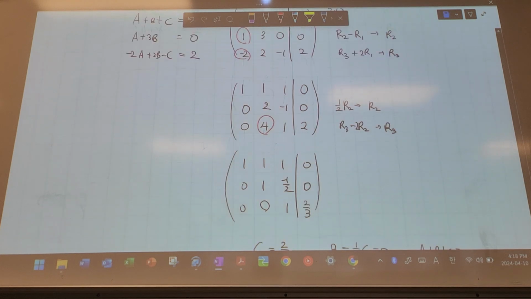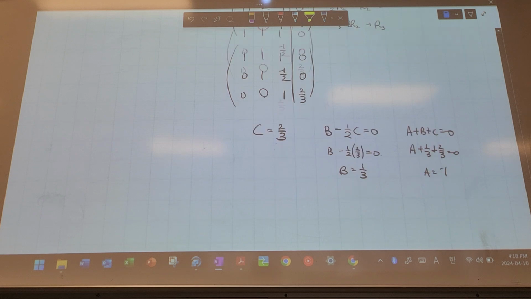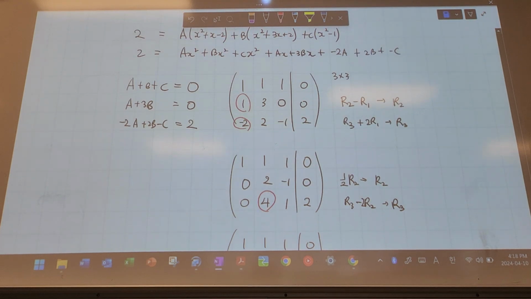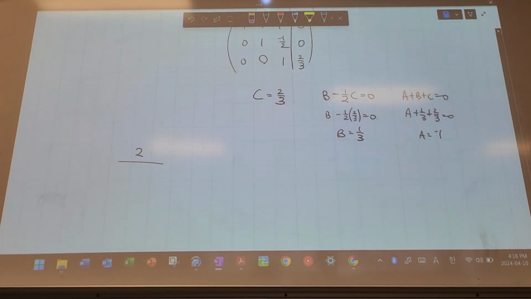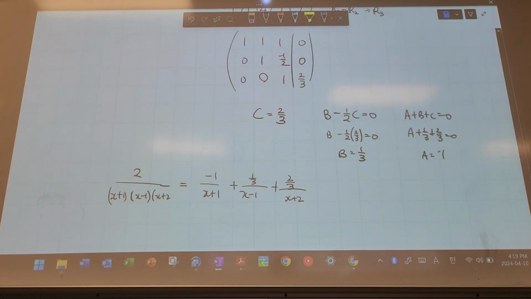Let's go. So then we can say that that expression, 2 over (x plus 1)(x minus 1)(x plus 2), is equal to negative 1 over x plus 1 plus 1 over 3 times (x minus 1) plus 2 over 3 times (x plus 2). Okay, so we'll finish there.